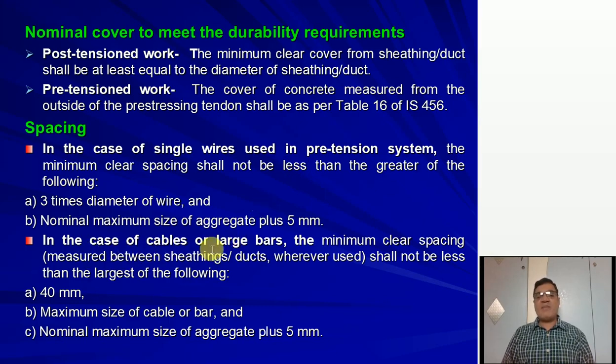Well, in case of cables or large bars, the minimum clear spacing measured between sitting ducts wherever used shall be not less than the largest of the following: first, 40 mm; second, maximum size of the cable or bar; and third, maximum size of aggregate plus 5 mm. Okay, so whichever is higher, that we have to use. So this is regarding the spacing.